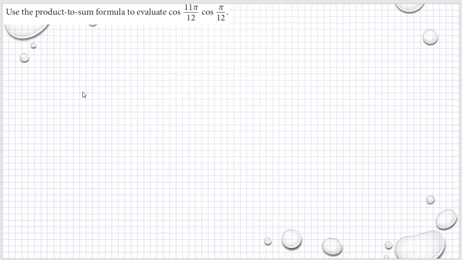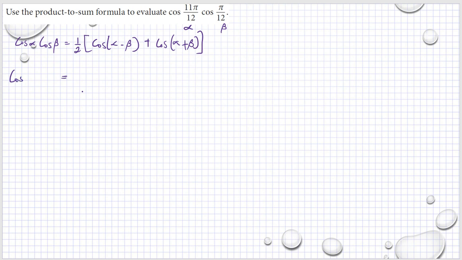Welcome back. Use the product to sum formula to evaluate cosine 11 pi over 12 times cosine pi over 12. Okay, so this is our alpha, this is our beta. So we have cosine alpha cosine beta is equal to 1/2 cosine alpha minus beta plus cosine alpha plus beta. Then we have cosine 11 pi over 12.